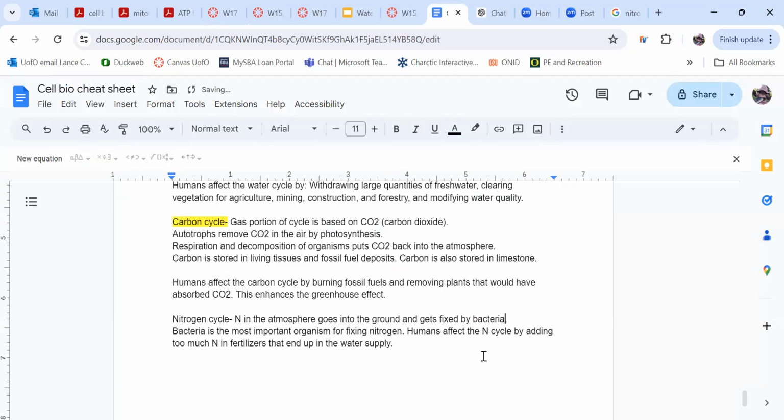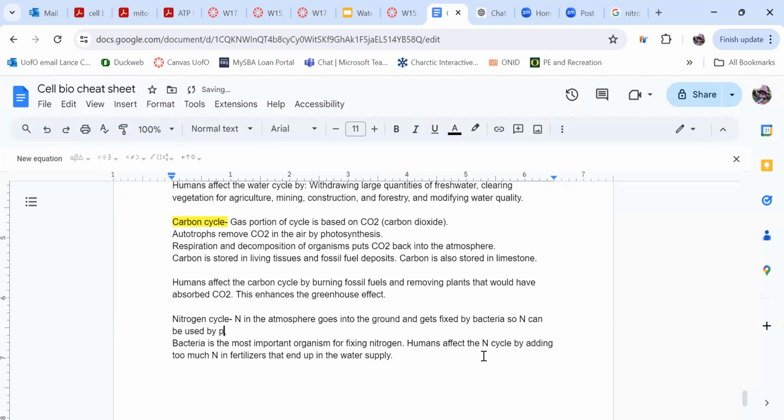So nitrogen can be used by plants. One thing that Rondo said was that nitrogen in the air is unavailable to us, right? Because of the triple bonds and all that. And so one thing bacteria does is convert it into a usable form of nitrogen. And that's good because we need nitrogen. It's the most abundant element in the atmosphere.